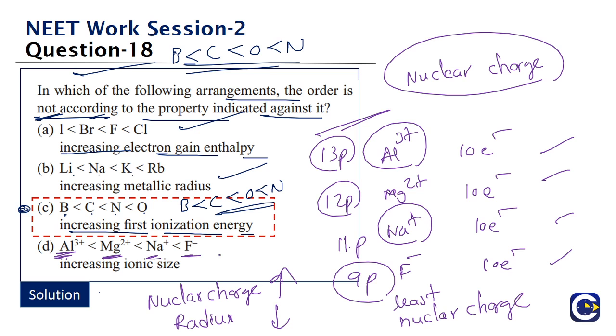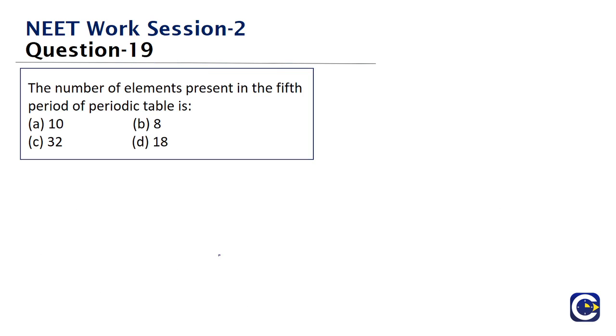That tells the importance of this. Okay. Next, we'll go to the question that is again based on position of an element in the table, or rather, the count of elements. So look at this: the number of elements present in the fifth period of the periodic table.